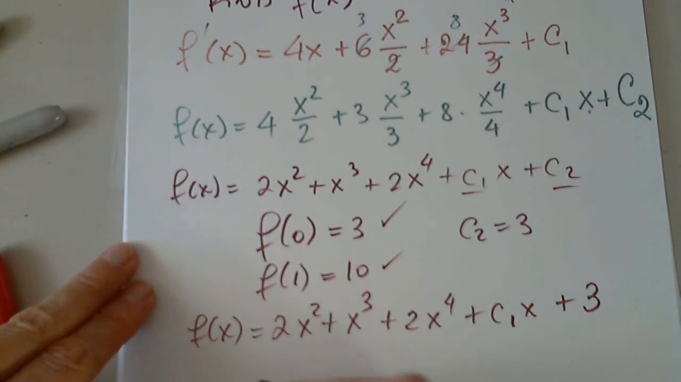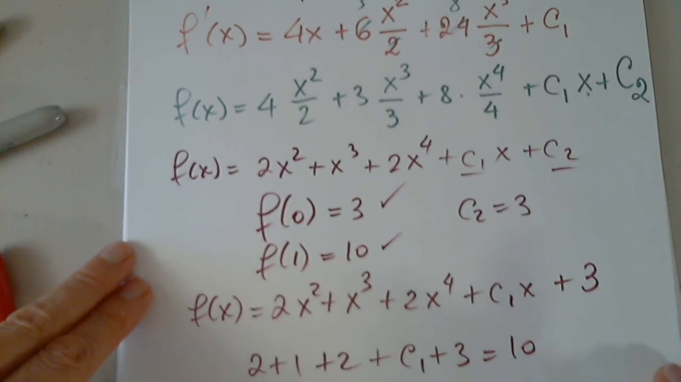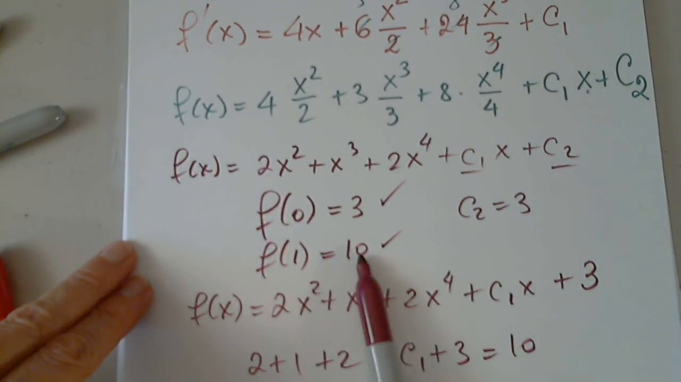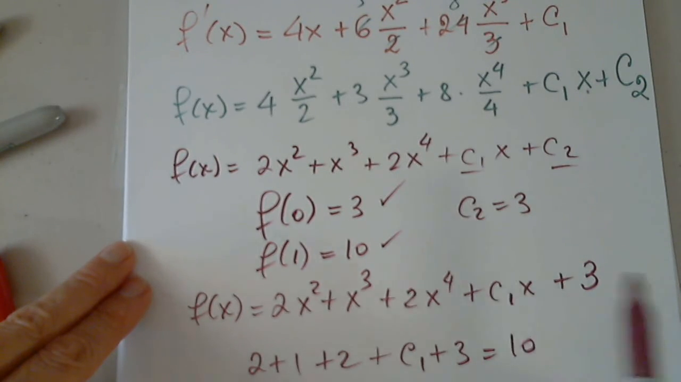When I plug in 1, 2 plus 1 plus 2 plus c1 plus 3 equals 10. When I plugged in 1 for x, I got y value to be 10. So 3 plus 1 is 4, 4 plus 4 is 8. Subtracted from 10, c1 is 2.